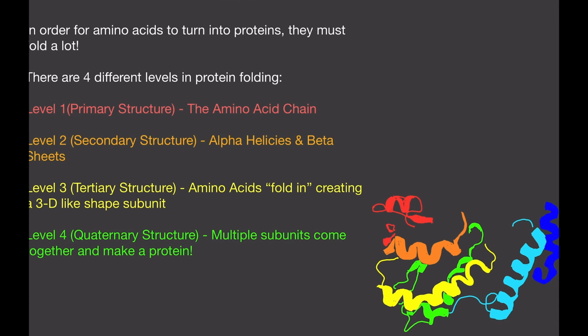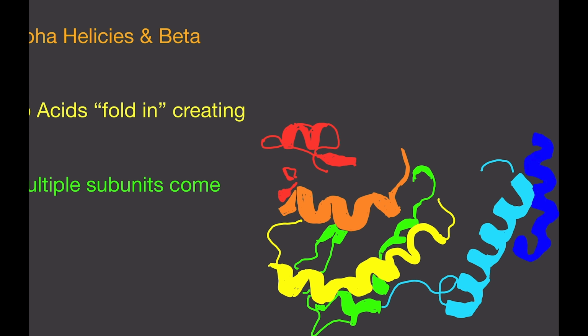So what I drew here on the right-hand side is what a protein actually looks like. It's probably something you didn't expect. It looks like a bunch of spirally noodles. That's literally what protein looks like. It's pretty crazy.